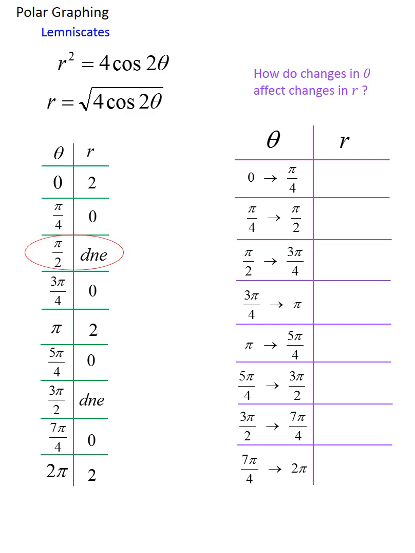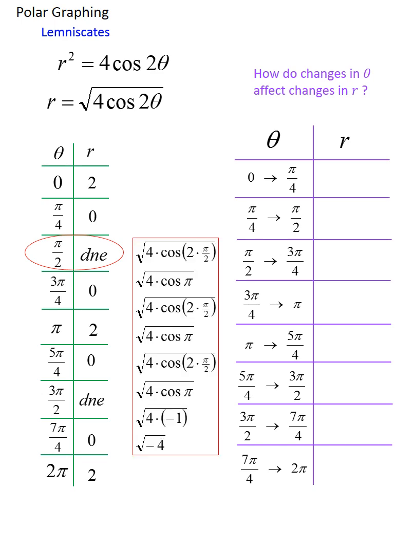Now, just to illustrate one particular example of a does not exist, in other words, a place where there's a certain theta for which r doesn't exist, or at least isn't real, let's examine this algebra. When you get the square root of a negative, it's not a real number, and therefore we say it does not exist, at least in the graphing sense.